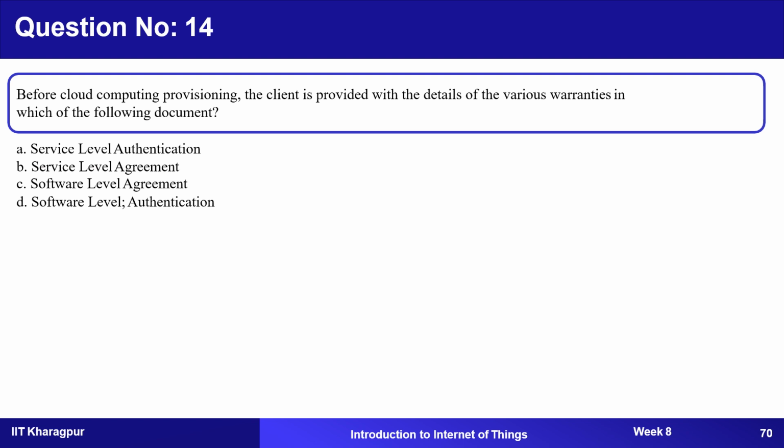Next question is, before cloud computing provisioning, the client is provided with the details of various warranties in which of the following document? Options are service level authentication, service level agreement, software level agreement, software level authentication.